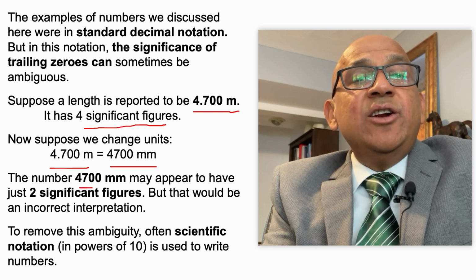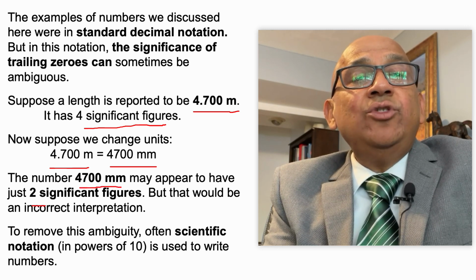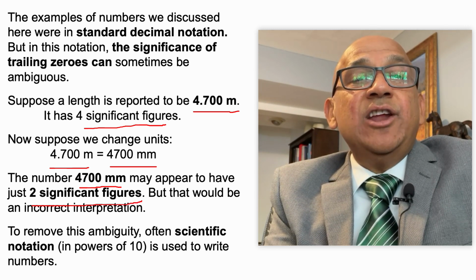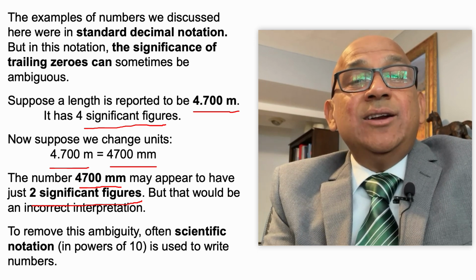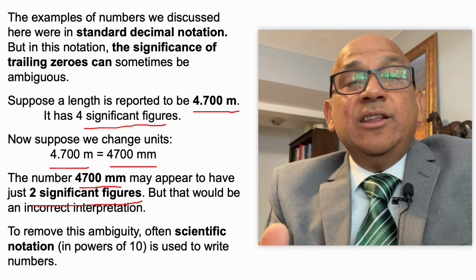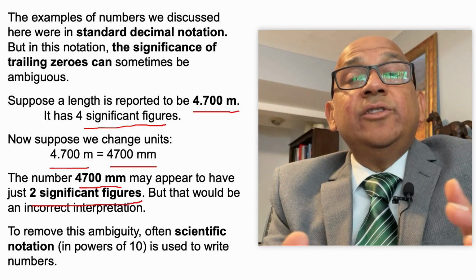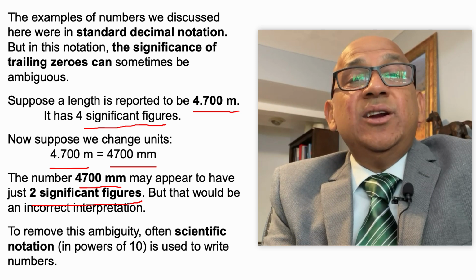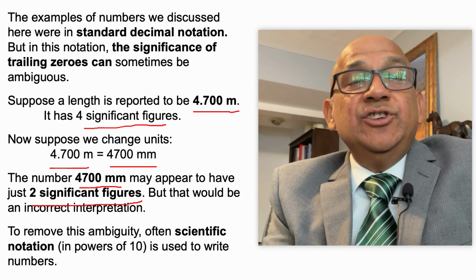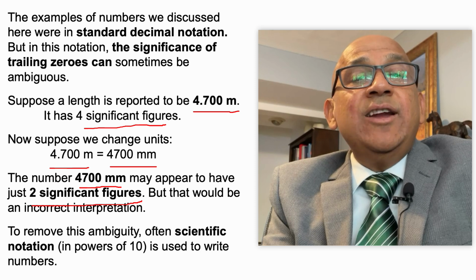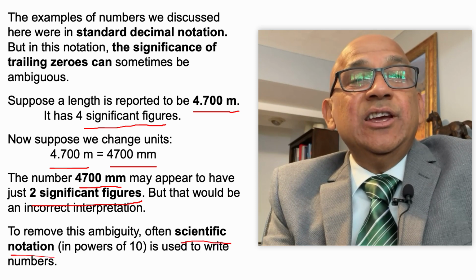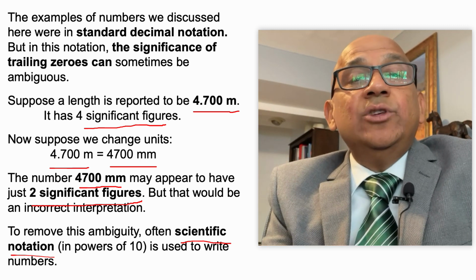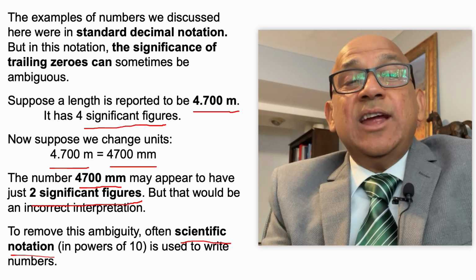The number 4700 millimeter may appear to have just 2 significant figures based on the rules which we learned in the last slide. Right? We saw that trailing zeros are not significant. But that would not be correct in this case, because when you convert the unit, the significant figures should not change. But here, because of this ambiguity, it is changing. To remove this ambiguity, often scientific notation is used. Instead of simple decimal notation, it is customary to use scientific notation for most scientific work.